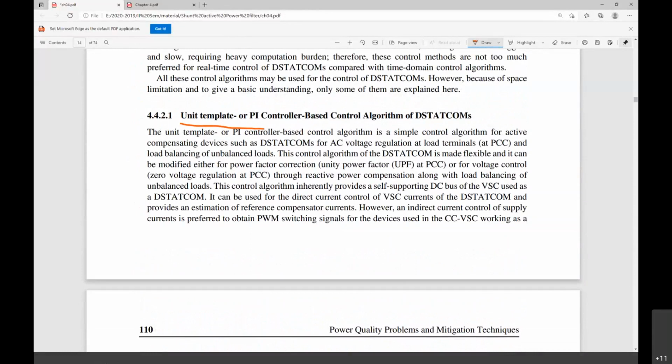Here, I'll give you a background. See, the requirement of the particular DSTATCOM, which I represented as a current source over here, for a single phase system, I'm just giving it. This may be the load.